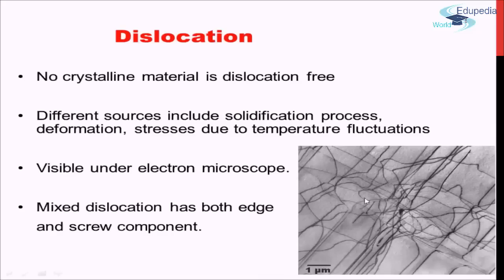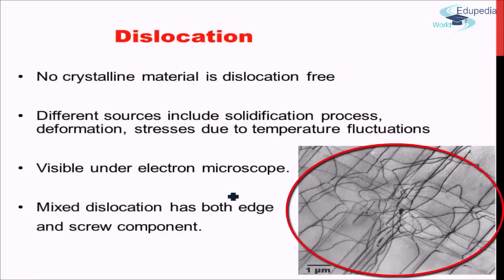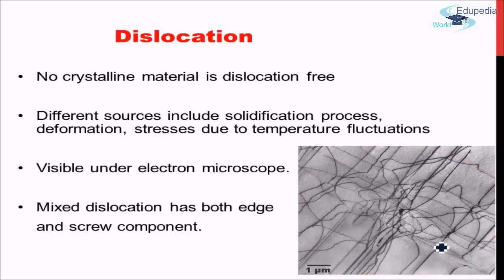Now here I have tried to show you how dislocations actually look under a microscope. This is 1 micron. So 1 micron is 10 to the power minus 3 millimeters. And these lines are actually dislocation lines. This is a silicon piece which has been properly polished and prepared for microscopic observation, and we see a lot of dislocations here. So what are the take homes?